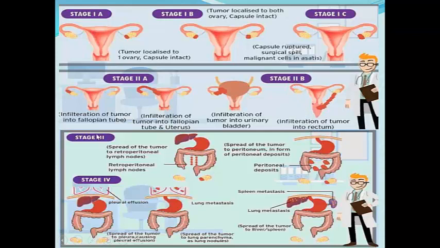Stage 3, spread of the tumor to the retroperitoneal lymph nodes. If it is spread to the pelvic lymph nodes only, this is 3A. If it's spread to the para-aortic lymph nodes, it is 3B. If there are peritoneal deposits also, if it is pelvic, it is stage 3. If it reaches upwards to the abdomen, it is stage 4. Or stage 4 by the presence of pleural effusion, lung metastasis, and others.